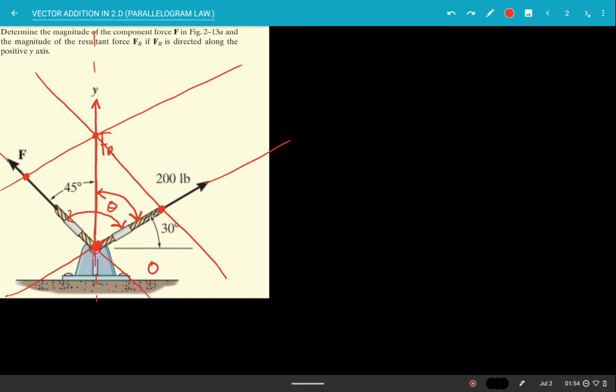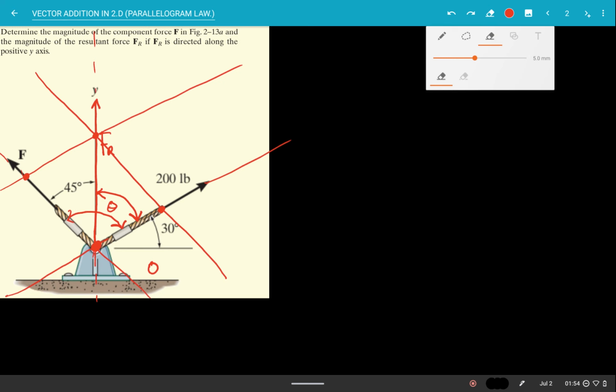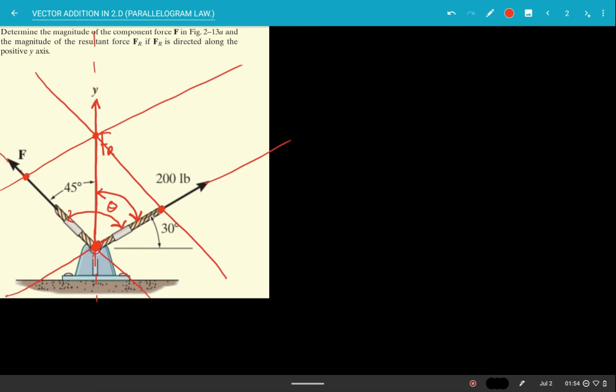Sorry about that. Okay, let me just get my eraser properly, reduce it, and eliminate that, then I can go back to my beautiful pen.